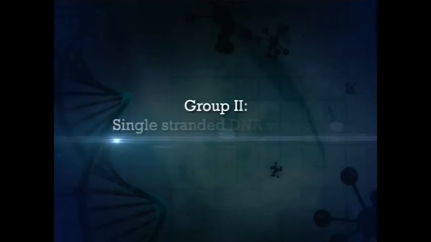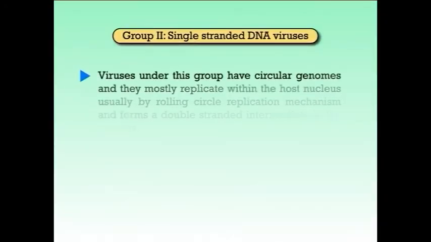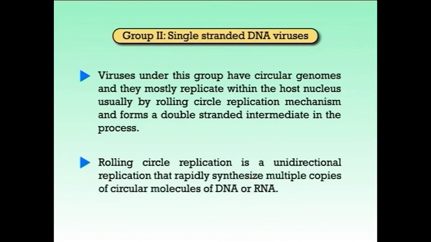Next, coming to Group 2. Group 2 consists of the single-stranded DNA viruses. Viruses under this group have a circular genome, and they mostly replicate within the host nucleus, and that is by rolling circle mechanism, and form a double-stranded intermediate in the process. Here, rolling circle replication is nothing but a unidirectional replication that rapidly synthesizes multiple copies of circular molecules of DNA or RNA.